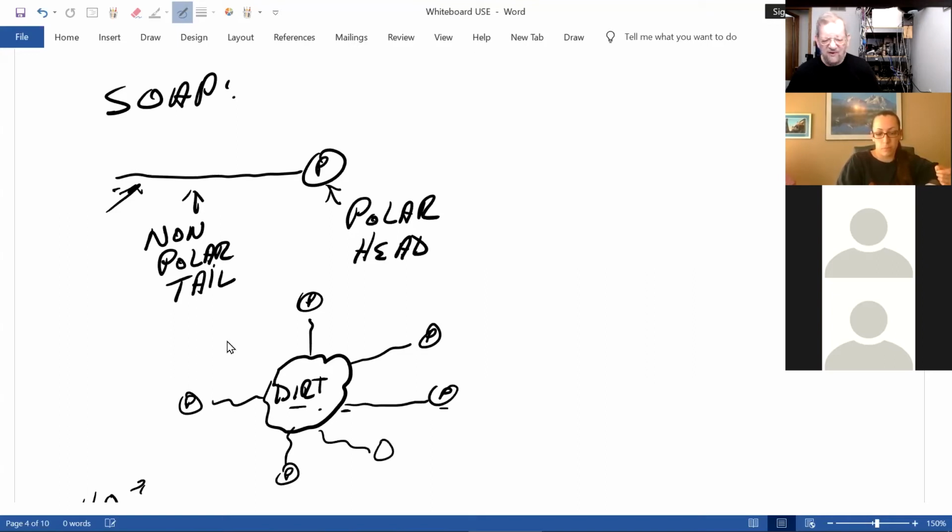I'm just going to throw a few in. And this totally surrounds the dirt molecule. And what this is called when the dirt or whatever particle is surrounded by the soap, this is called a micelle. And you should know the structure of a micelle.